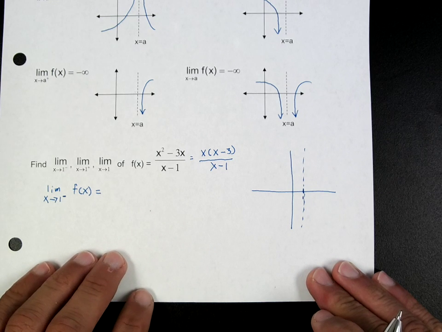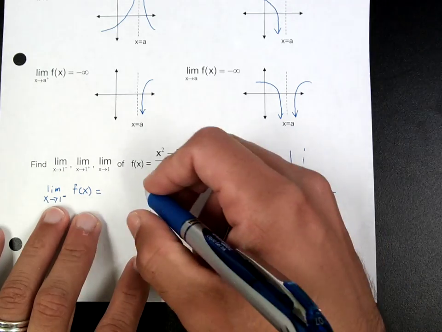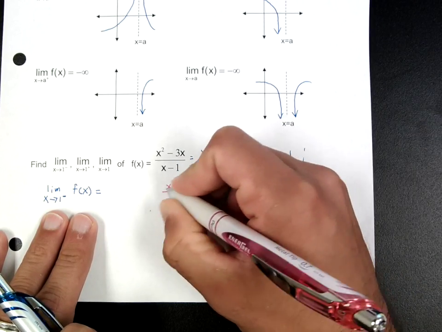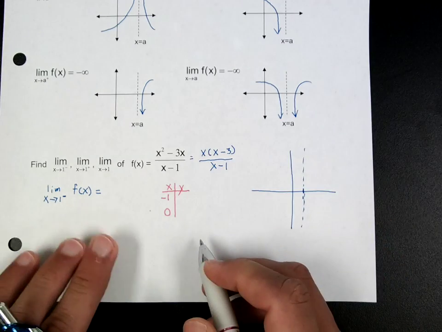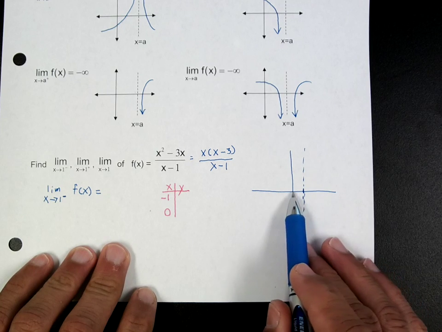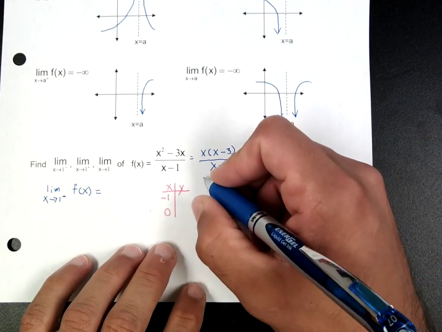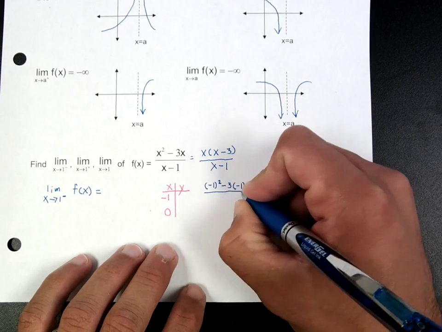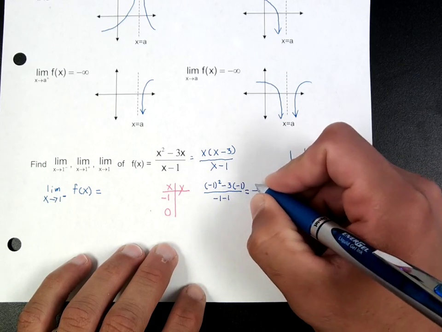What you're going to do here is plug in points to the left of 1. Let me put a table here, with x and f of x. I'm going to plug in a couple of points to the left. Notice that 0 is to the left of 1 and negative 1 is to the left of 1. Assuming I don't have a calculator, I would plug in negative 1 squared minus 3 times negative 1, over negative 1 minus 1, and that's actually going to give you negative 2.